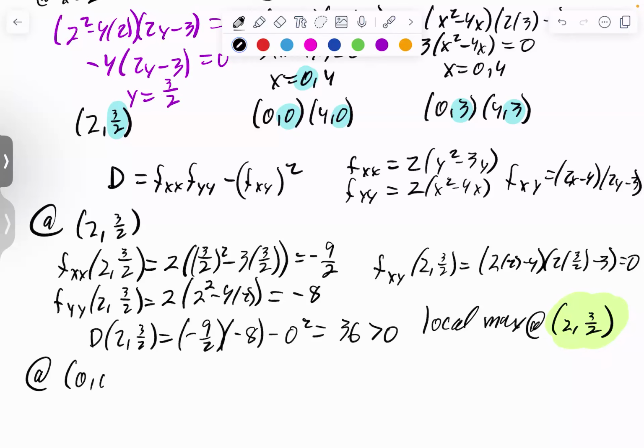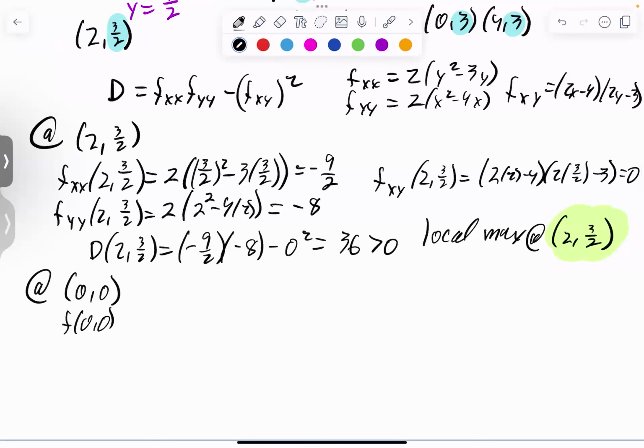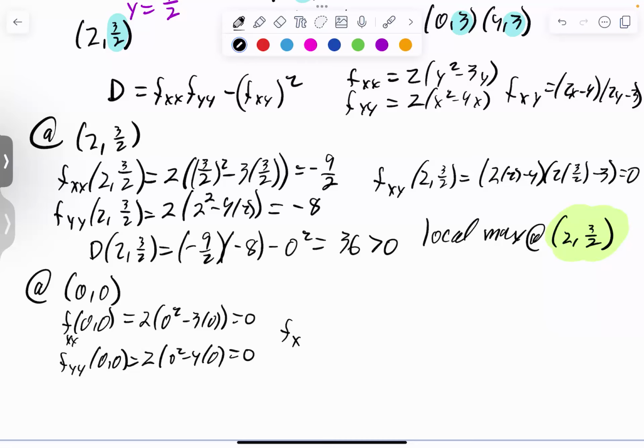So at the point 0, 0, f sub xx at 0, 0 is 2 times 0 squared minus 3 times 0, which is 0. F sub yy at 0, 0 is 2 times 0 squared minus 4 times 0, which is 0. And f sub xy at 0, 0, we get 2 times 0 minus 4, 2 times 0 minus 3, that's negative 4 times negative 3, which is a positive 12.